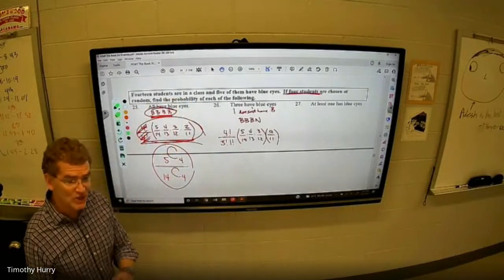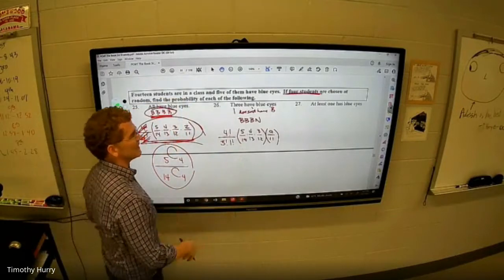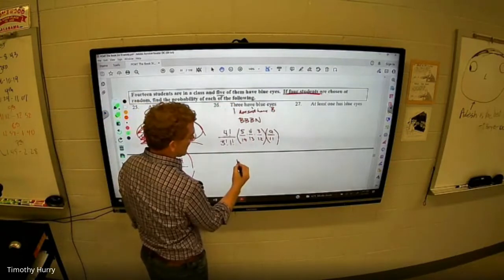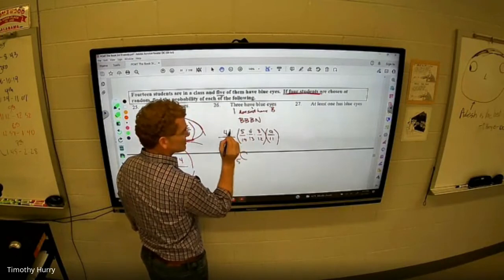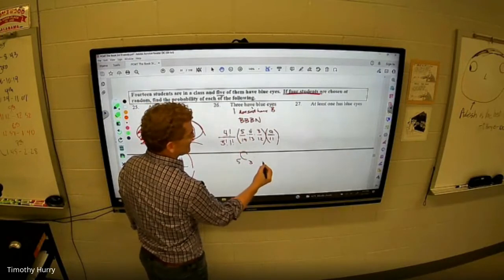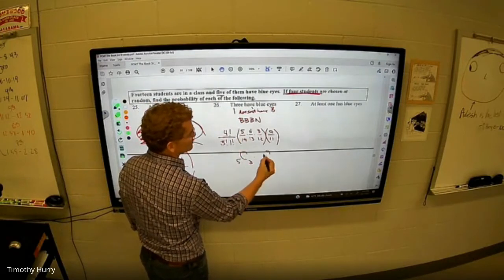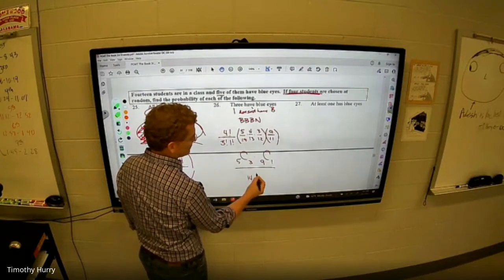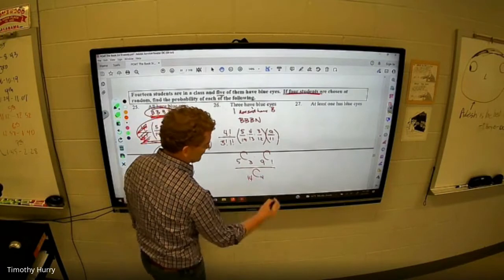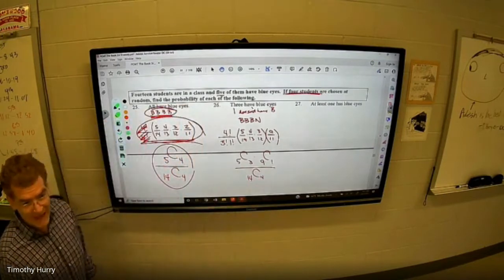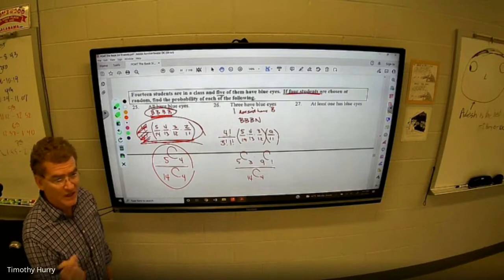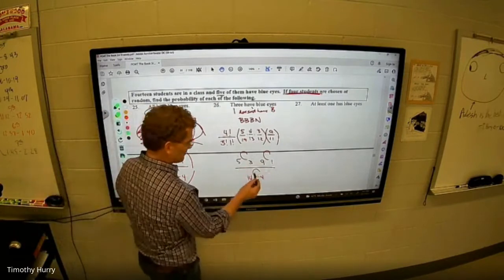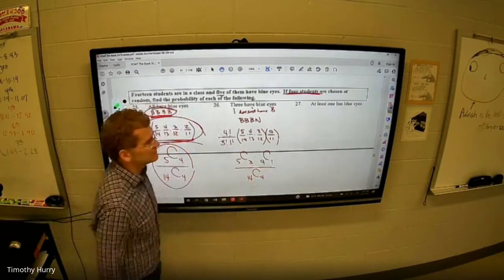But if I were to use combinations, what could I say? There are 5 blue-eyed people. I am choosing 3 of them. There are 9 non-blue-eyed people. I am choosing 1 of them. There are 14 total people. I am choosing 4 of them. And what happens if I say in that order? These become P's, and that gets eliminated.